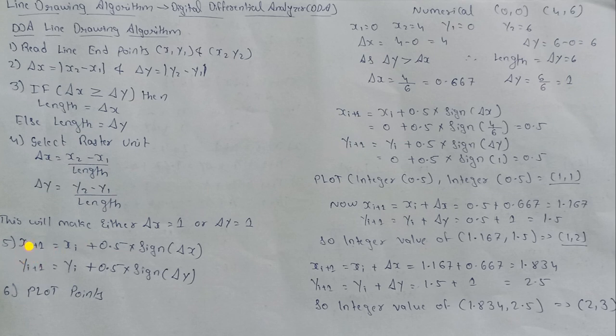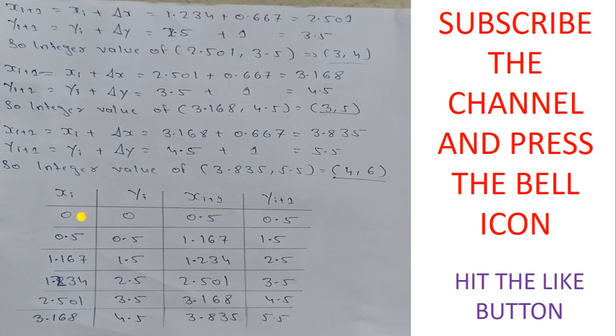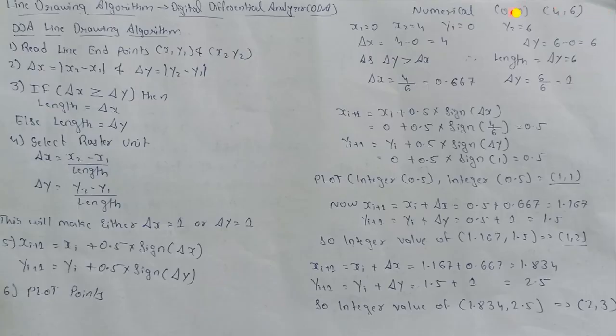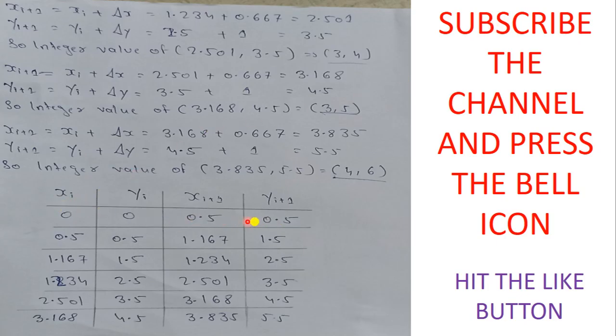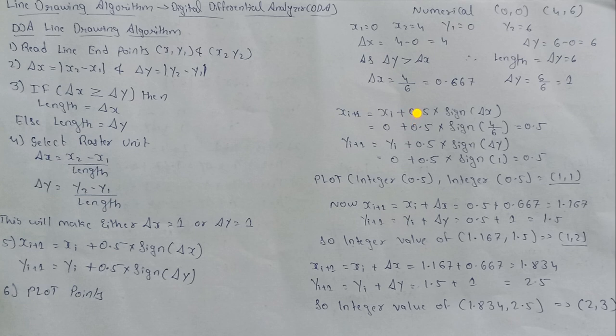After that, in the fifth point you can see xi plus 1 equal to xi plus 0.5 into sine of delta x. So this formula we will execute to find out the next points. We got the first point first only, in the coordinate points. Now we have to find out the next points. So xi plus 0.5, that is the approximate value, and into sine. What is sine? Sine is the integer value of delta x.